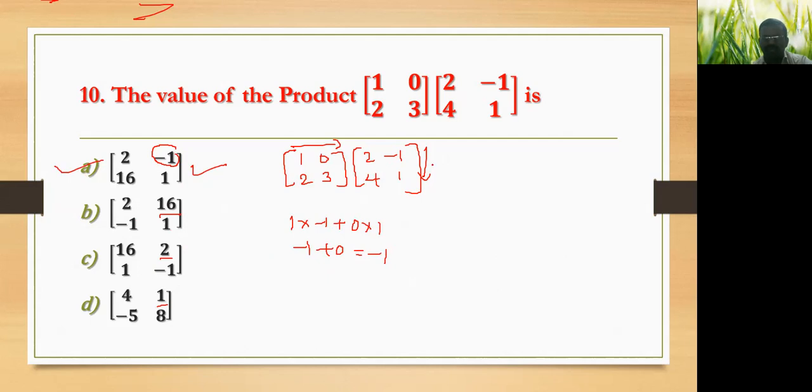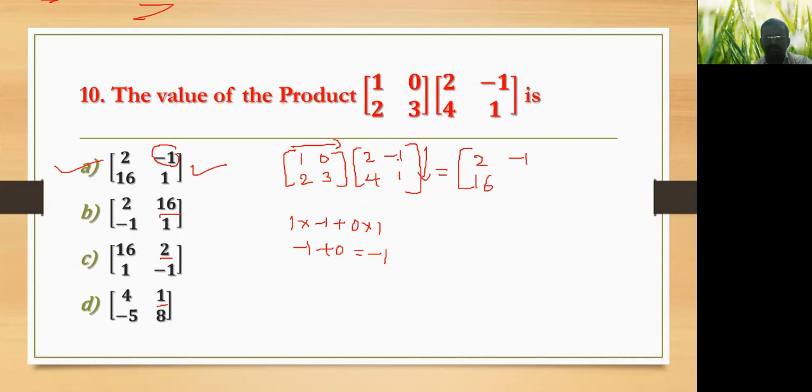Over. If you want, you can cross check it. I will do all elements now. See, 1 into 2 is 2, plus 0. So we get 2. 1 into minus 1 is minus 1, plus 0 is 0. 2 2s are 4, plus 4 is 12. 12 plus 4 is 16.